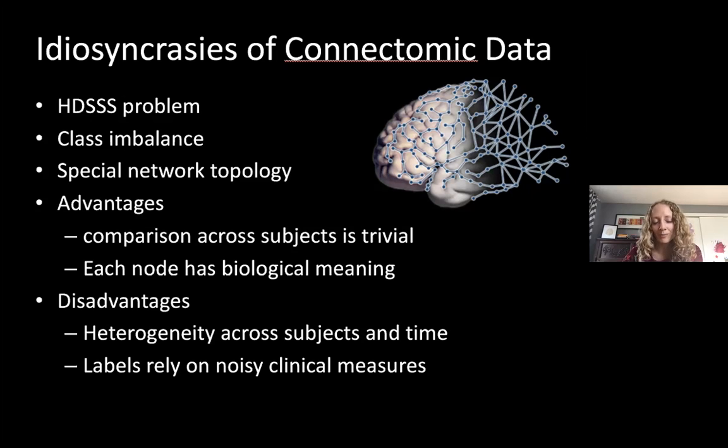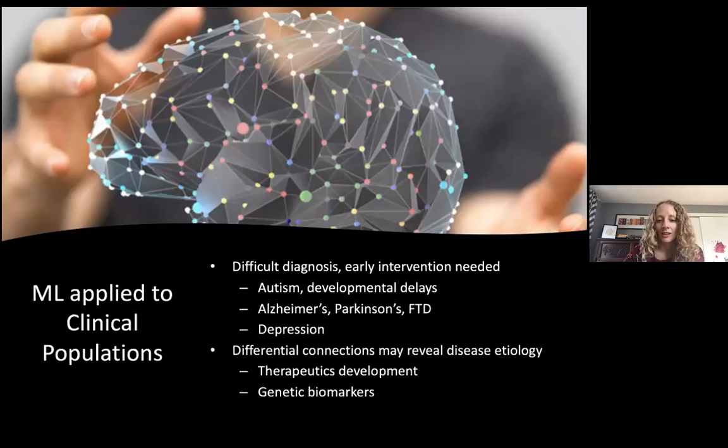And then, of course, some disadvantages of connectomic data is there is heterogeneity across subjects and across time even. And sometimes these labels are relying on noisy clinical measures of diagnosis or prognosis that may not be super accurate. And of course, the model is only going to be as good as the data that it's trained on.